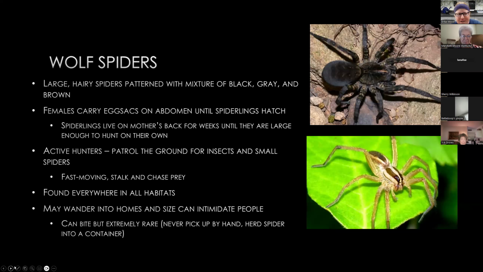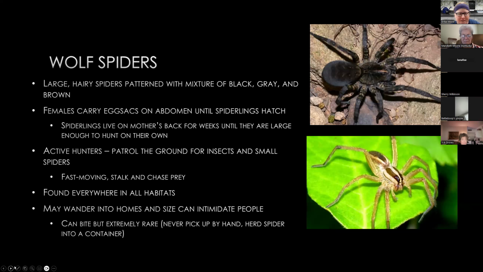But anyway, wolf spiders are definitely one of our more active hunters. They are going to patrol the ground and they are going to feed on just about anything, from insects to other spiders. They are very fast moving despite their size. Where they get the name wolf spider is like when we think of wolves out in the wild, they are able to stalk and chase their prey.